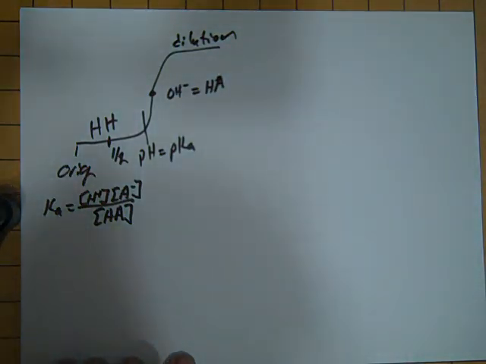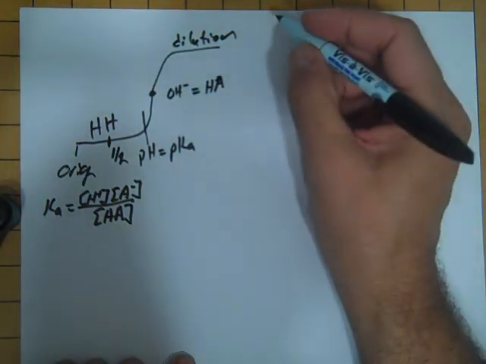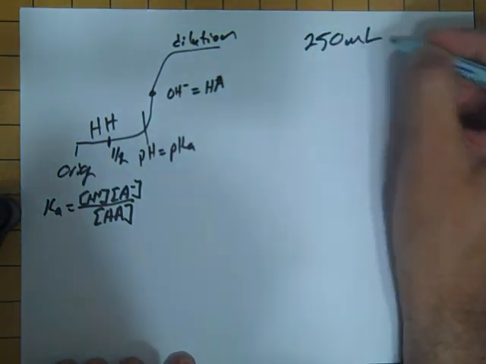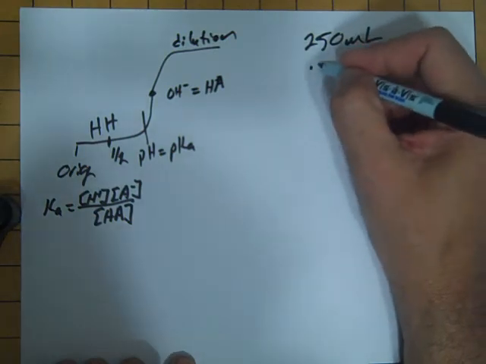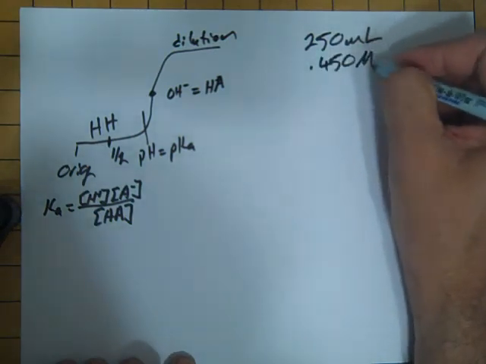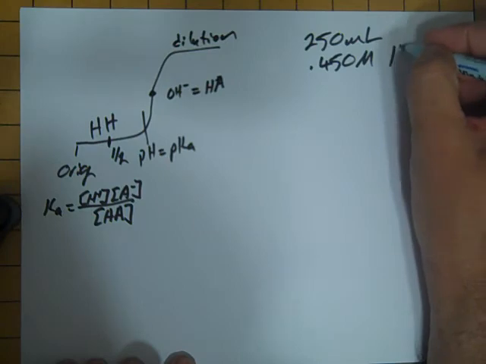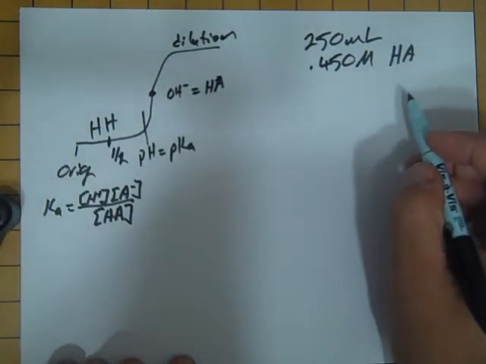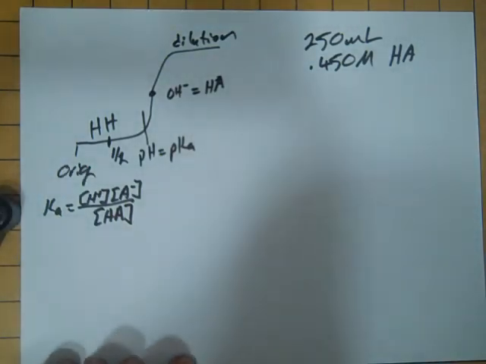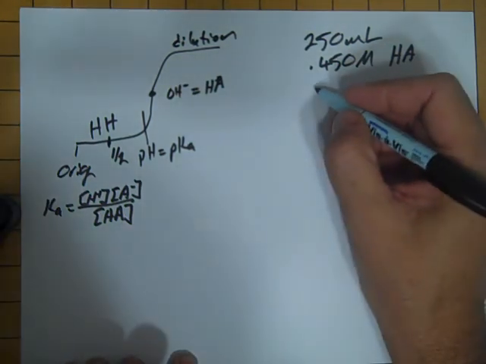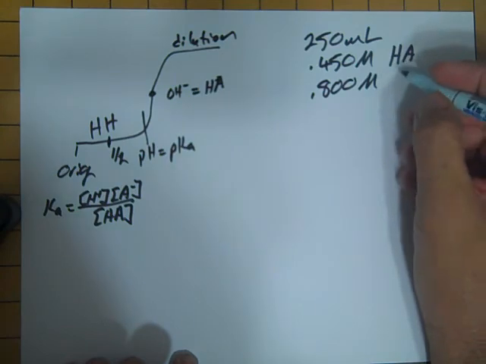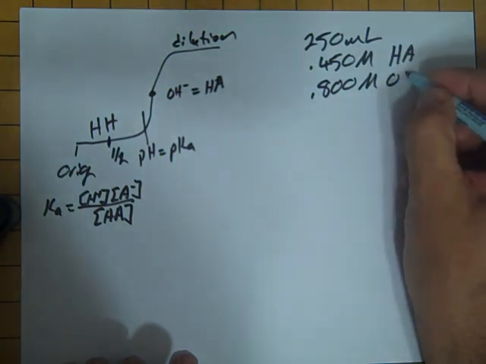So when I look at the details of the first titration problem, I start with 250 milliliters of 0.450 molar acetic acid, which is HA, because it's a weak acid. I'm going to titrate it with sodium hydroxide, which is going to be 0.800 molar.